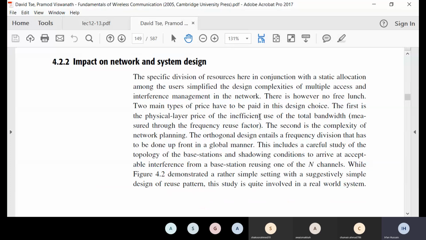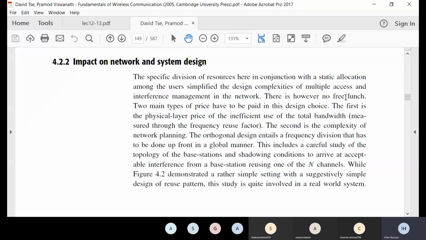We have seen this design. This complexity is simplified because of our frequency time resource distribution. But there are problems, as there is no free lunch. There are problems.